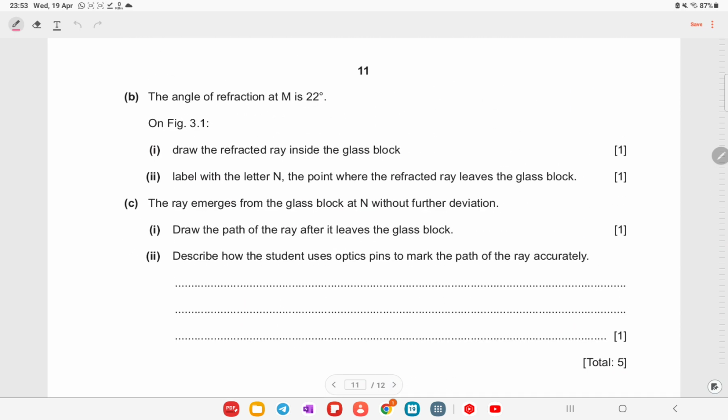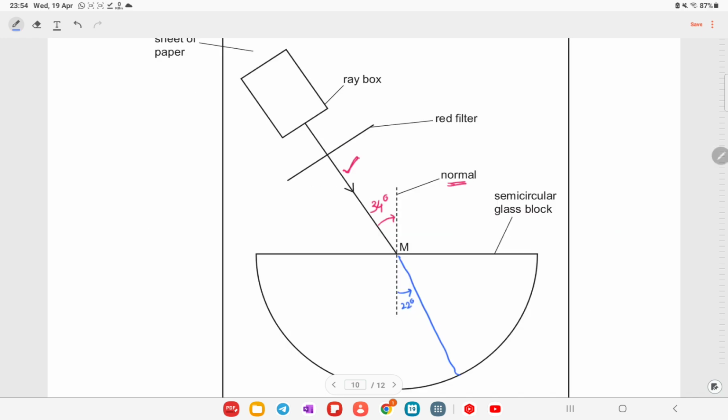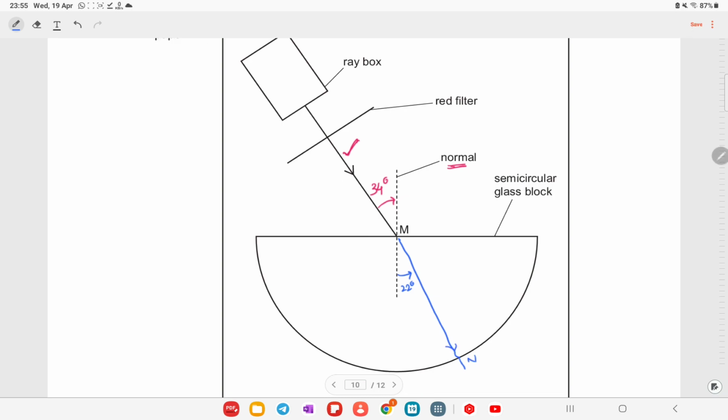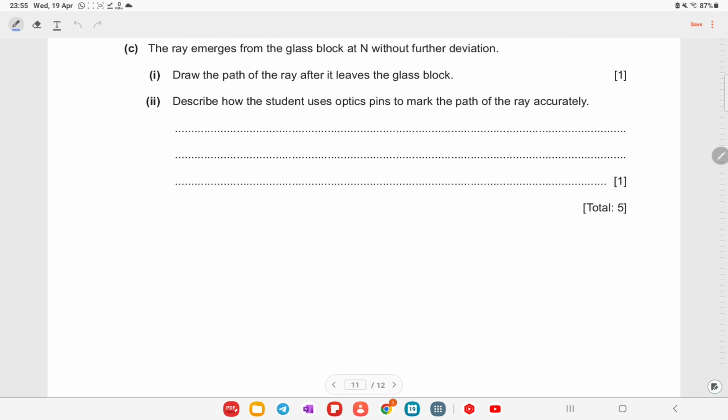Okay, moving to the next question. The angle of refraction at M is 22 degrees. On figure 3.1, draw the refracted ray inside the glass block. So you have to make a refracted ray at an angle of 22 degrees. You have to draw the arrow as well to show that the refracted ray is traveling in this direction. Then you have to draw the point N over here.